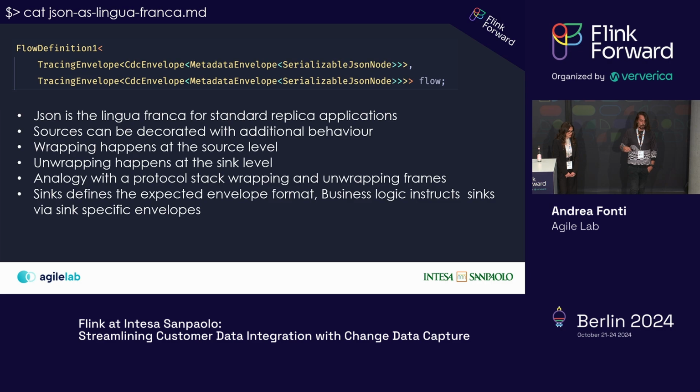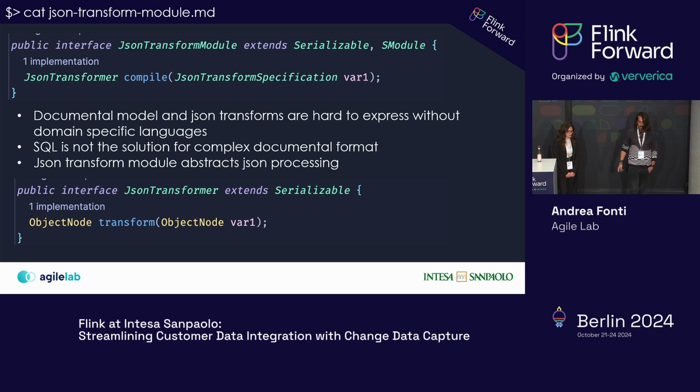Then for replicas, we chose to use JSON as a lingua franca. So the payloads are serializable JSON nodes that are mostly strings that get converted back to JSON. And then we use a domain-specific language for JSON transformations. We don't like SQL for heavily nested structures. So there's a module that lets you compile a JSON transform specification into a JSON transformer. So you just configure your JSON transformation.